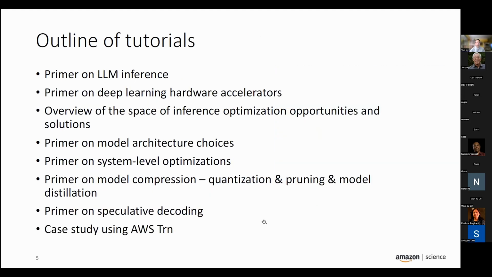After that, here's the outline. We're going to talk a little bit about what hardware accelerators are, GPUs and other similar devices, and the things that we optimize with architecture and system level changes. And then today, what we're going to talk about is this last part about model compression and speculative decoding. They have a couple case studies that I wasn't planning on covering, just the core material here.